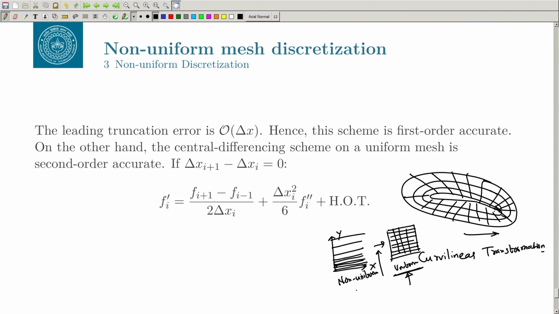Similarly, if you have a complicated grid like this, not very complicated, but a grid which is closed, as in a curvilinear system, we can use the transformation and use the same ideas that we discussed for the discretization. We will be discussing the curvilinear transformation in the later classes.